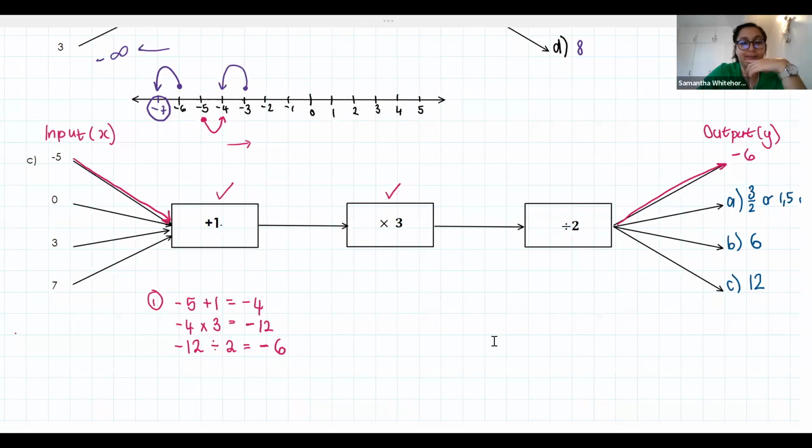I wanted to ask, if the input is a negative, do we add and get a negative answer also? It depends on the rule. It can be anything. In this one, it just so happens that I said +1 and we still ended up with a negative. But if I'd said, for example, times -3, then a negative times a negative is a positive. So it really just depends on what the rule is. Okay, so it can be different each time. It just depends on what rule we're applying.